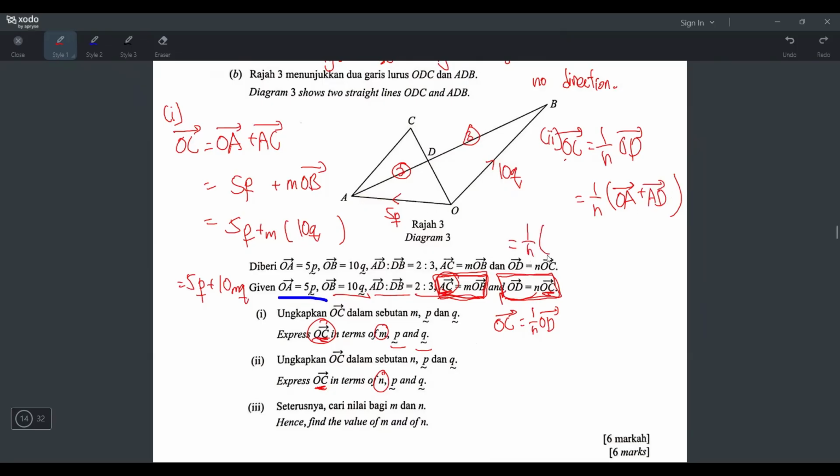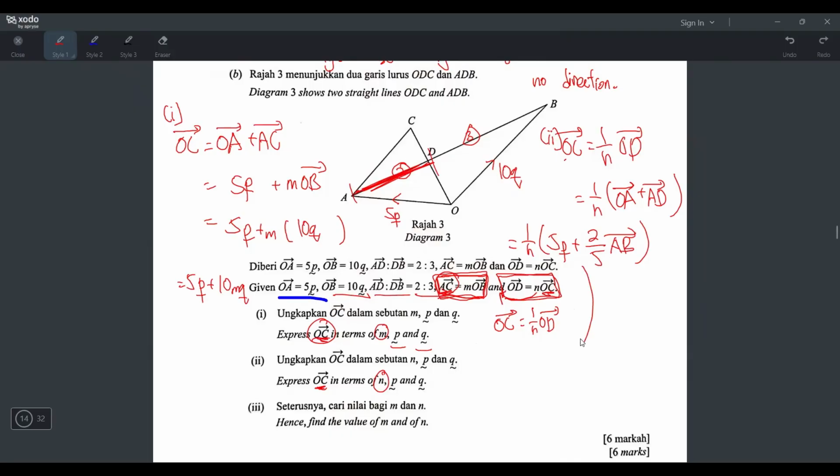Okay, for OA, I know already it is 5P. AD, I don't have, but don't worry, I have the ratio and also I have the whole AB vector. Because first, I already said, you can find the whole AB vector, right? But I'm trying to find a part of AB, which is 2 over 5. Okay, because I'm trying to find from here to here only. So I want to find AD, but AD is actually 2 over 5. Because AD is 2 portion, and then the whole line is 5 portion. So AD is 2 over 5 of AB, like that.